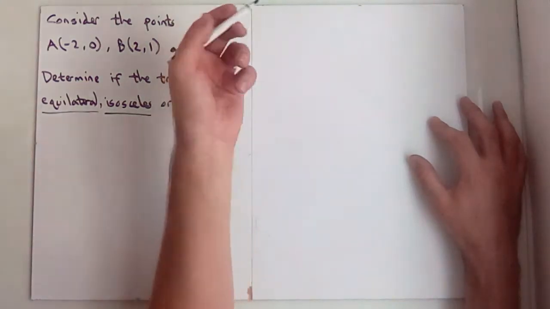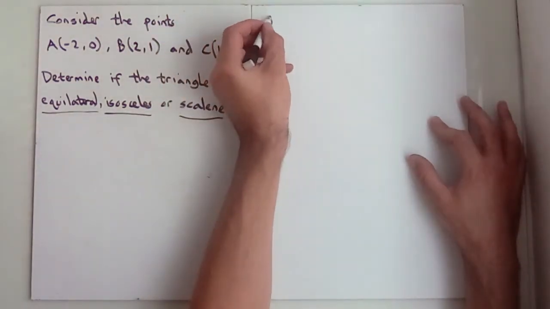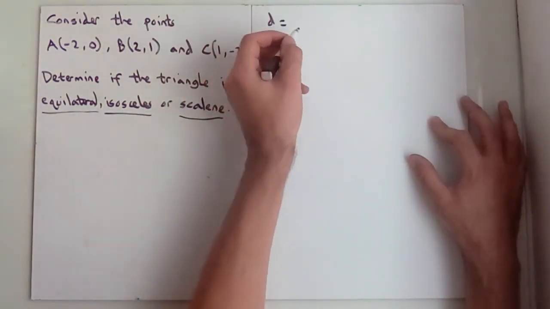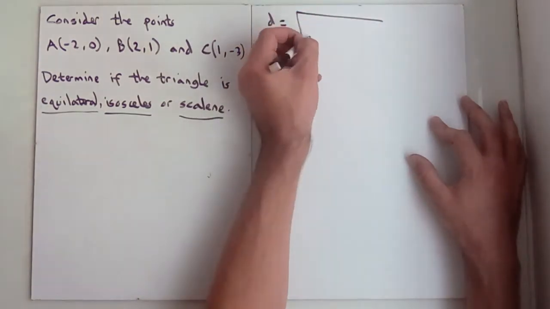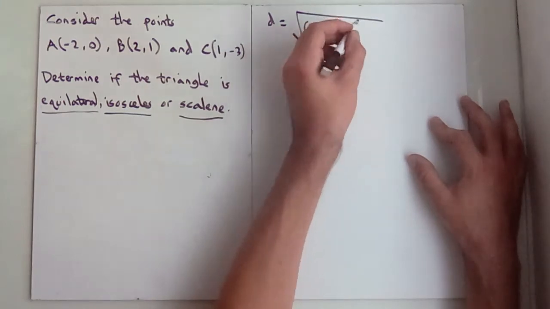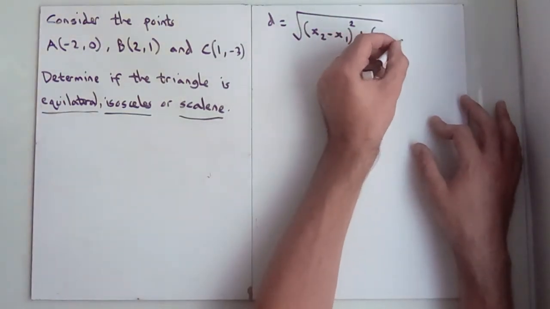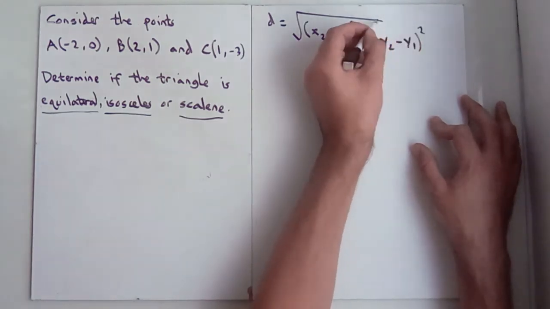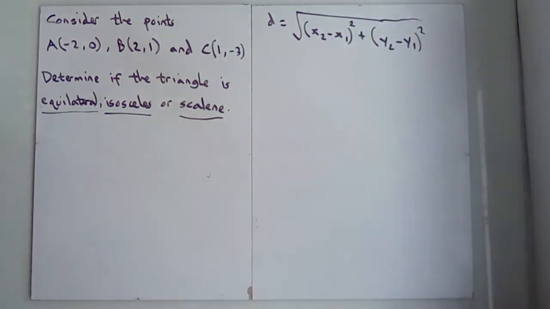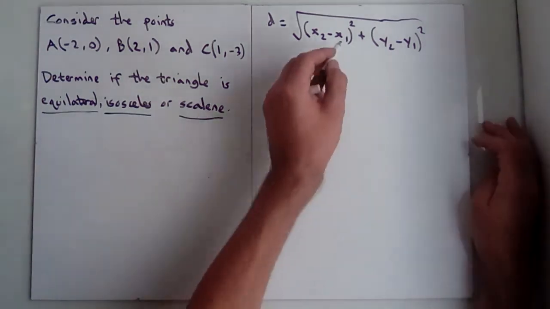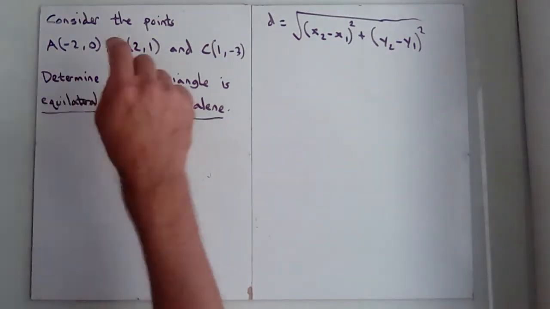So if we have two general points, the distance between the two equals the square root of the difference between the x coordinates, so (x2 minus x1) squared, plus the difference between the y coordinates, (y2 minus y1) squared, and then you take the square root of that. This comes directly from Pythagoras' theorem. We're finding the long side of a right-angled triangle. Okay, so that's the formula we're going to use, and we're going to have to find all three lengths.